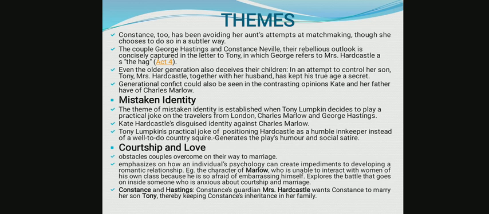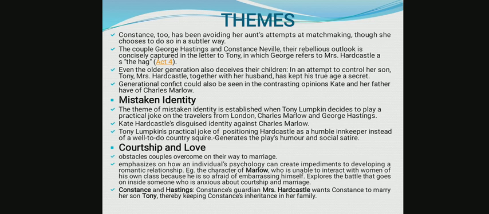So next is the generational conflict. It could also be seen in the contrasting opinions that Kate and her father have of Charles Marlowe, especially if you remember the act where the father always scolds Kate for behaving in such a manner. In a different way, he asks her to behave in a more noble manner to Charles Marlowe, because Charles Marlowe has taken her for a barmaid.